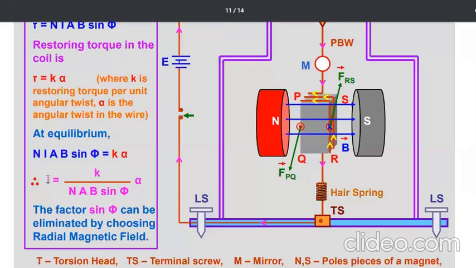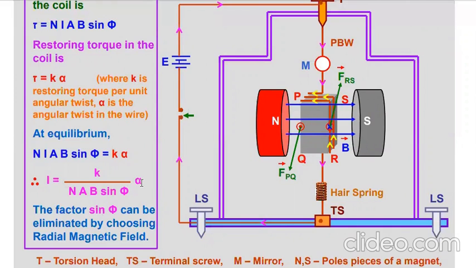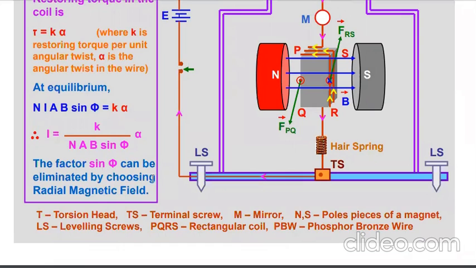So current sensitivity is what we have to decide. The more the angular twist, the more reading there will be in the galvanometer, that is, more current will be measured. So if you keep all the other things constant, then current is directly proportional to the amount of twisting produced in the wire. The factor sin phi can be eliminated by choosing a radial magnetic field. If you take a radial magnetic field, then this sin phi factor can be eliminated.